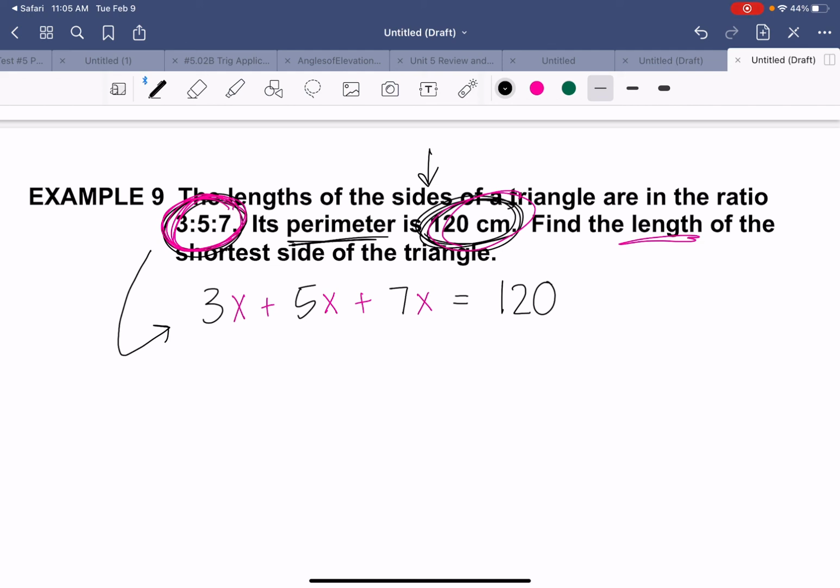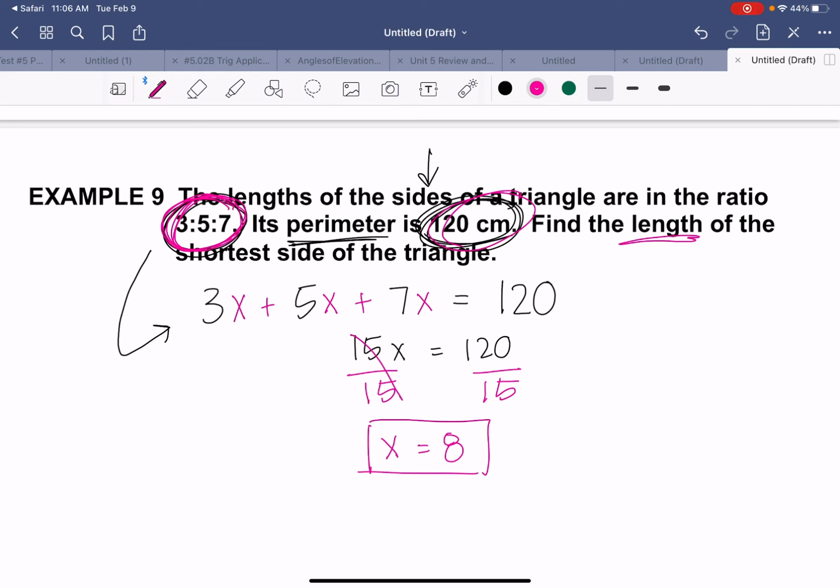So we have a 3x, a 5x, and a 7x. 3 plus 5 is 8, and 8 plus 7 is 15. So we have 15x equals 120. And then in order to find x, we divide by 15. So x equals 8. So the value of x is 8.